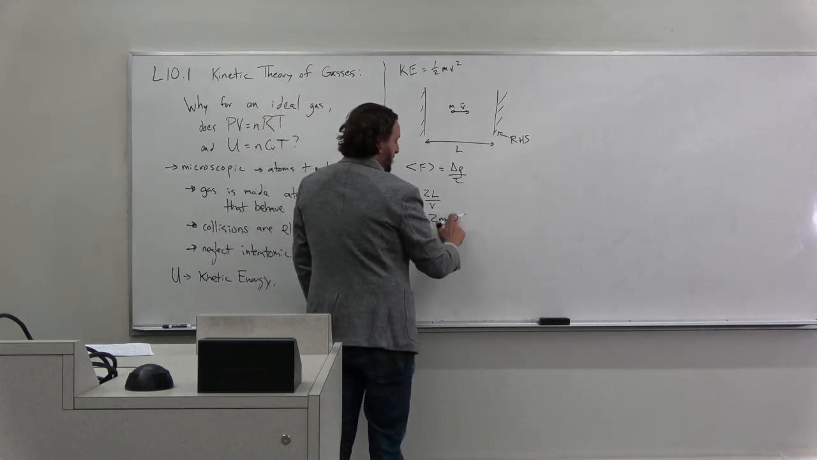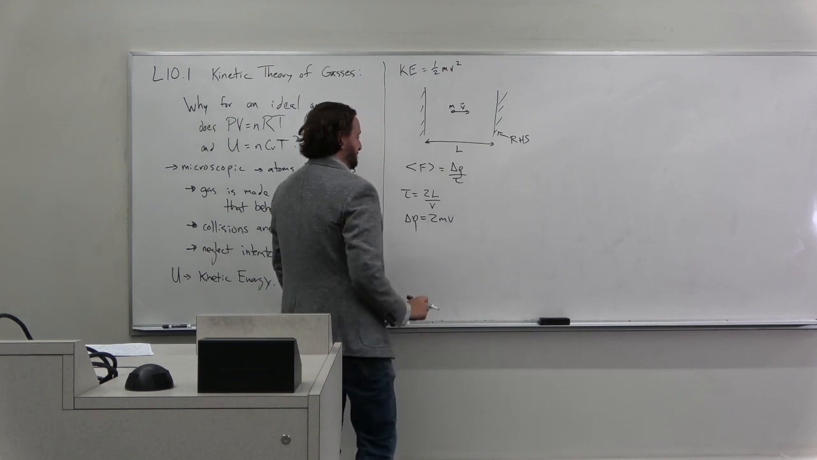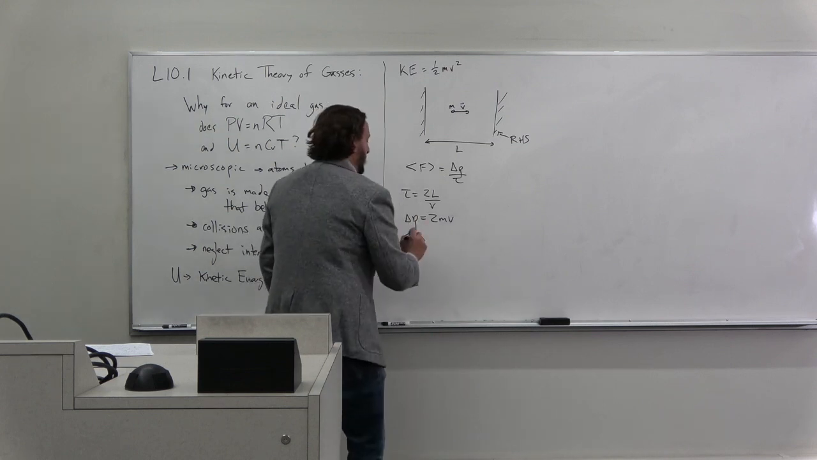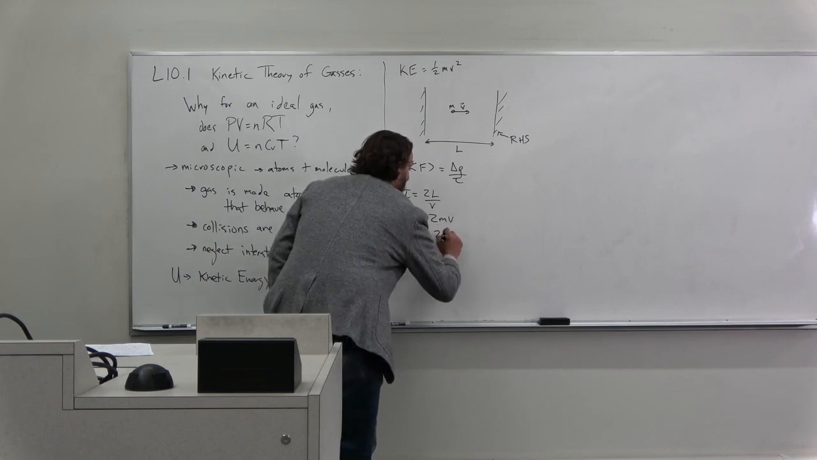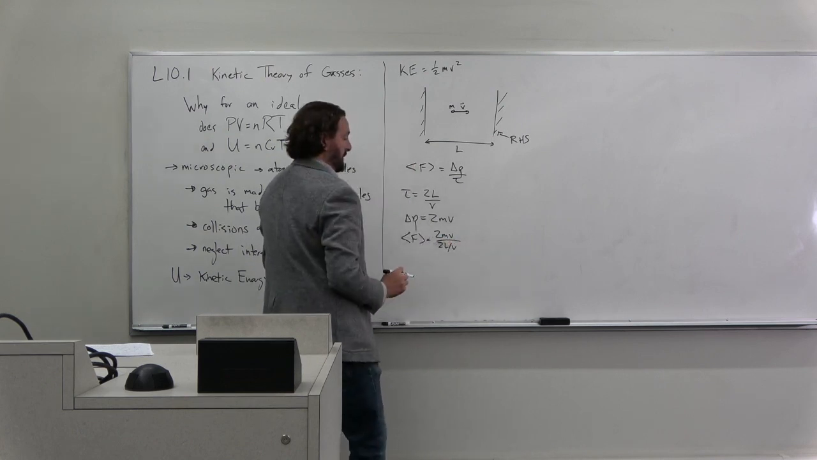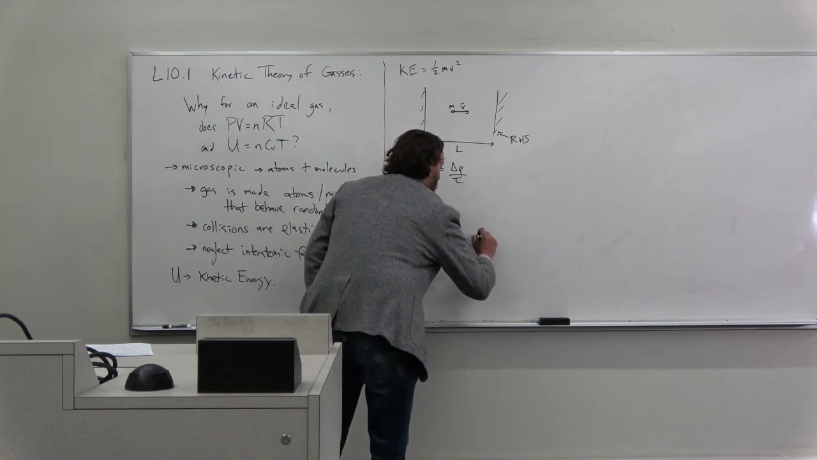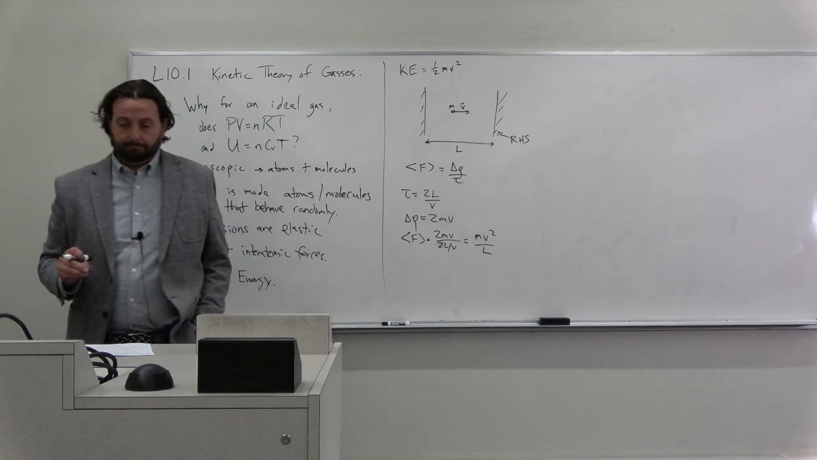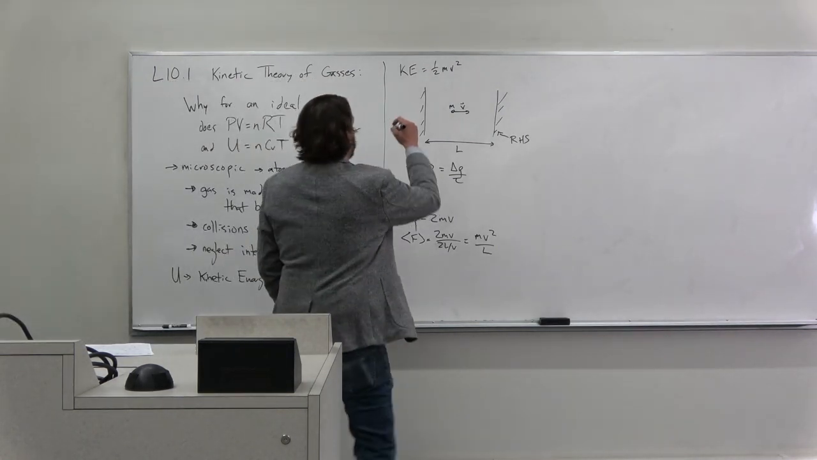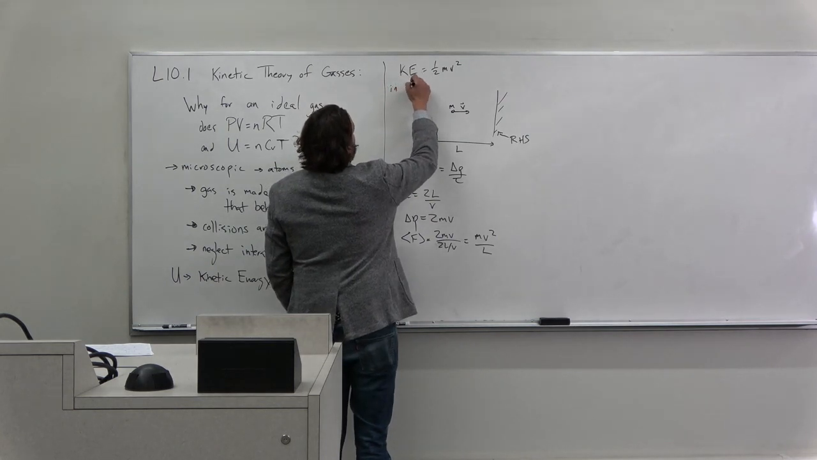And I really should make sure that that's a lowercase v. Okay, so the average force applied is going to be 2mv over 2L over v, which is mv squared over L. Perfect. So this was in 1D.